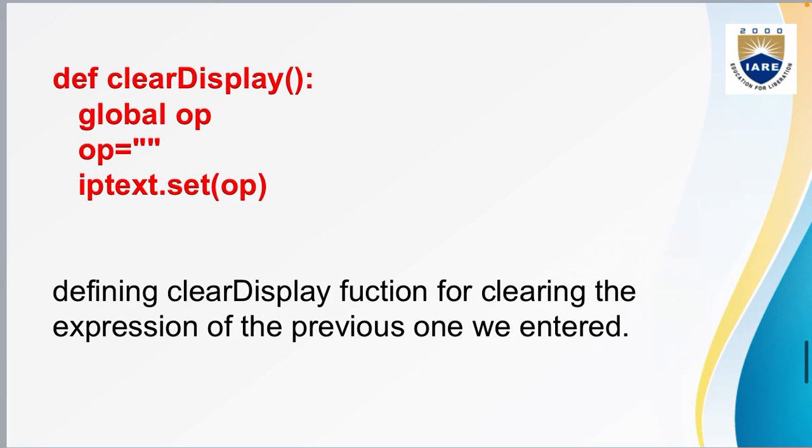And this is defining a clear display function for clearing the expression of the previous one we entered. When the calculation is over, we can clear the display, that is clear the entry box, and we can use it again and again by this function. When we press the C on the calculator, the following syntax of the clear display function will run and clear the display.